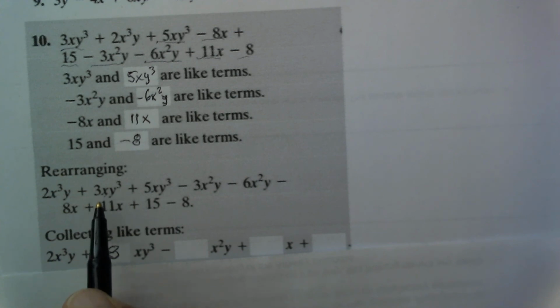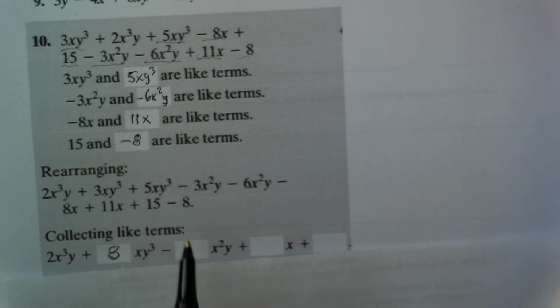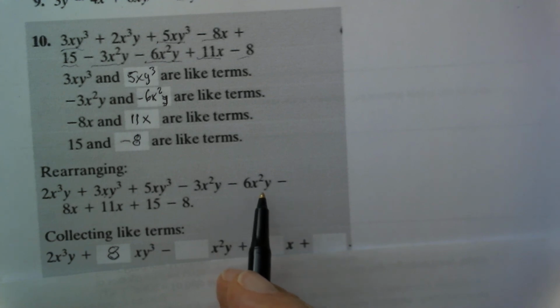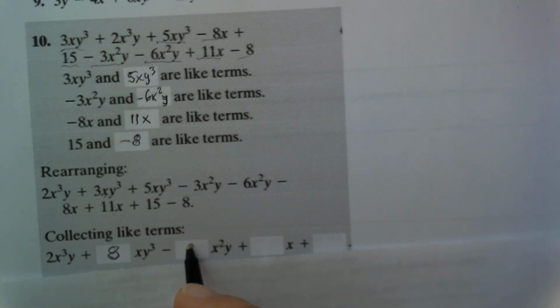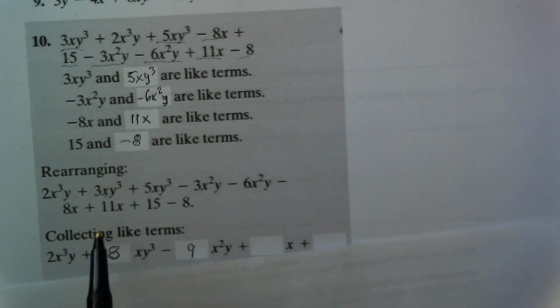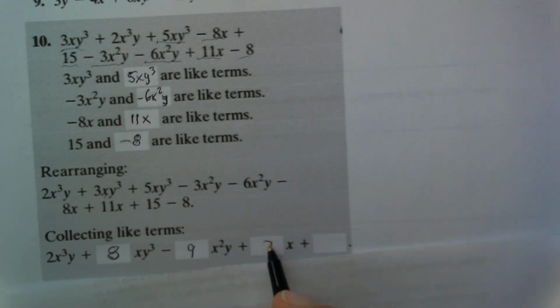So when we add the coefficient 3 plus 5, xy to the third, we get 8xy to the third, and then minus 3x to the third, x squared y minus 6 x squared y. So minus 3 minus 6 is minus 9. And then for the x's, we have minus 8x plus 11x. So minus 8 plus 11 is positive 3x. And then 15 minus 8 is 7. And so now we are done. That's the final answer.